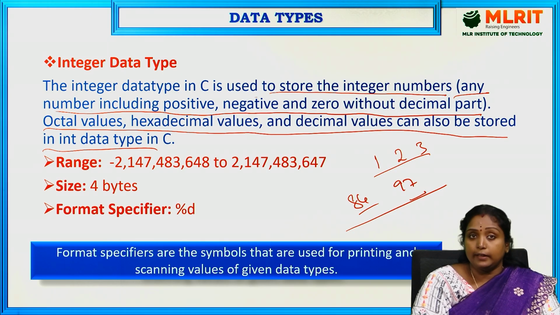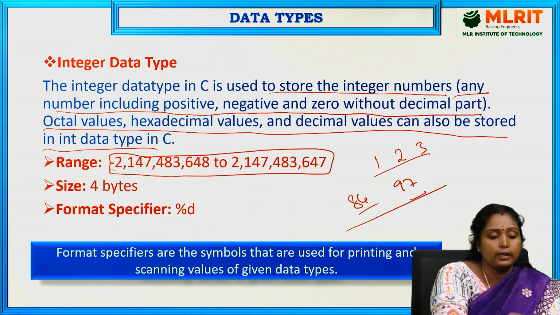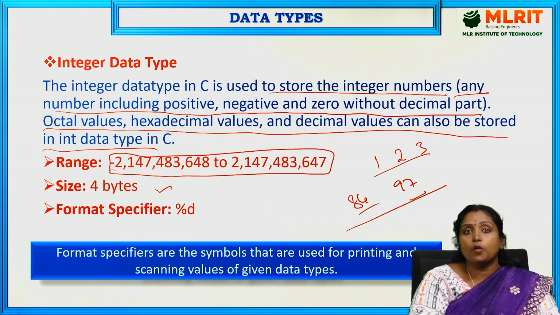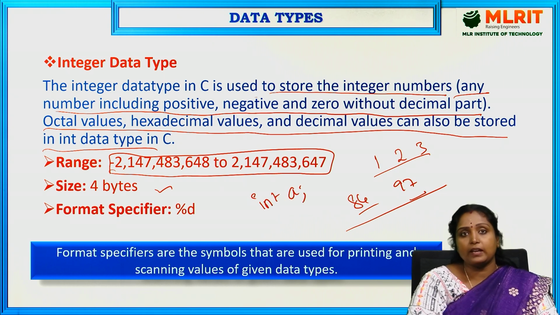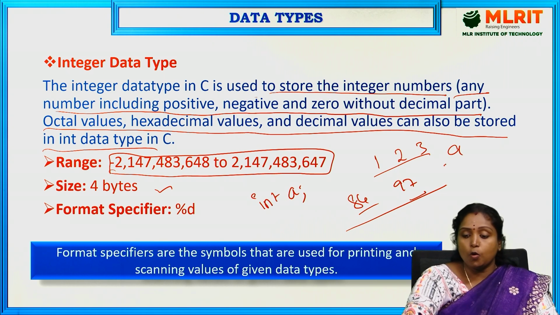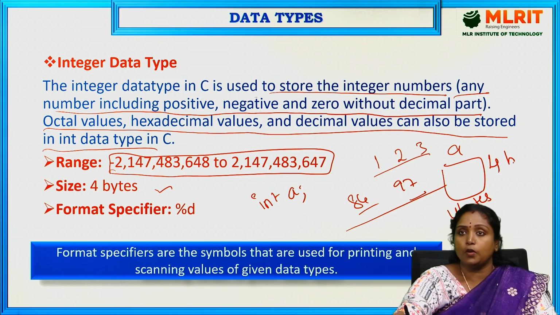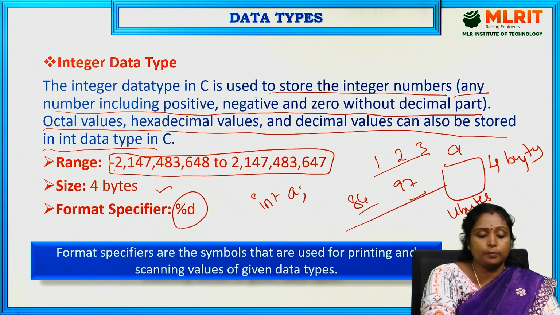And coming to the range, this is the range of integer values, and it can store up to 4 bytes of memory. If you are declaring a variable as integer data type like int a, a can hold 4 bytes of memory. And the format specifier of integer is %d.